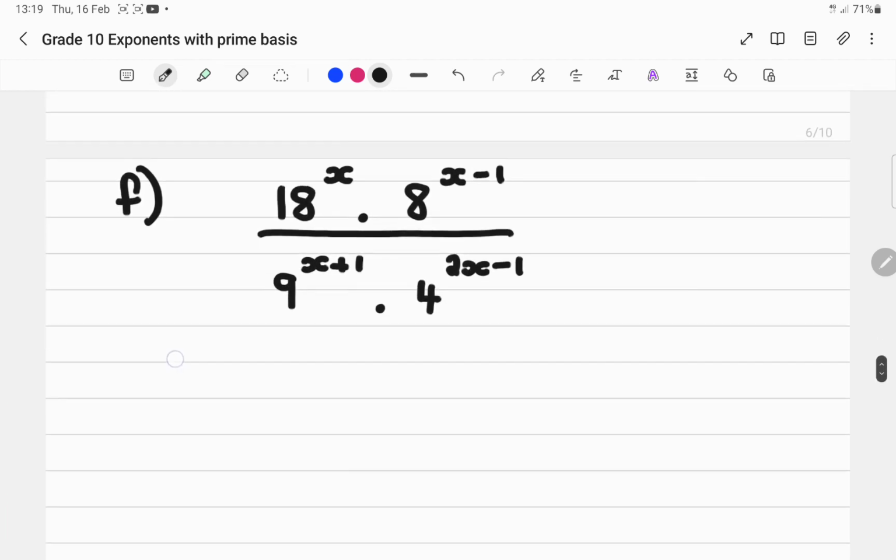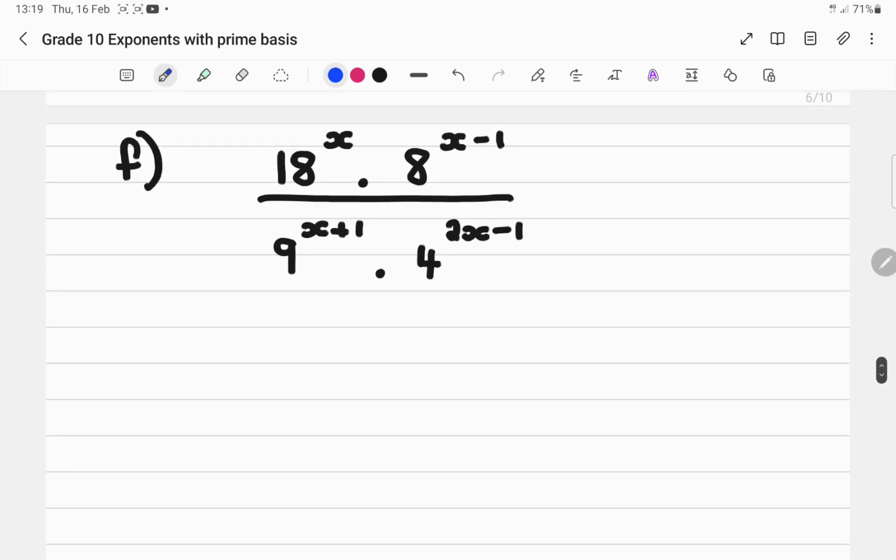Okay, not so bad. Now let's look at these ones. Not prime numbers: 18, 8, 9, and 4.